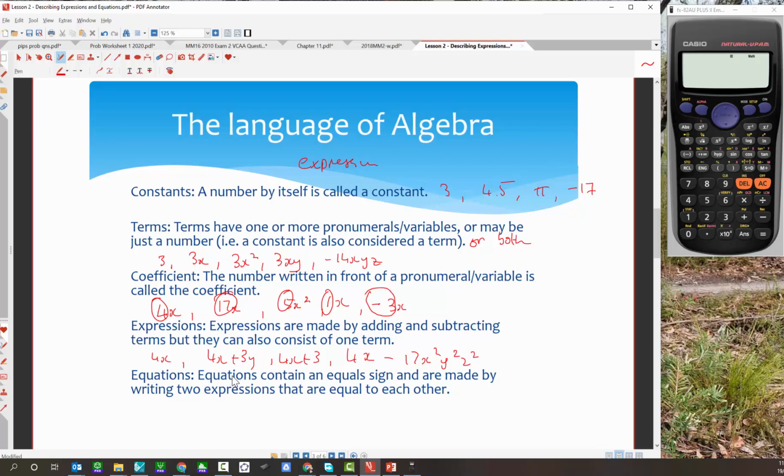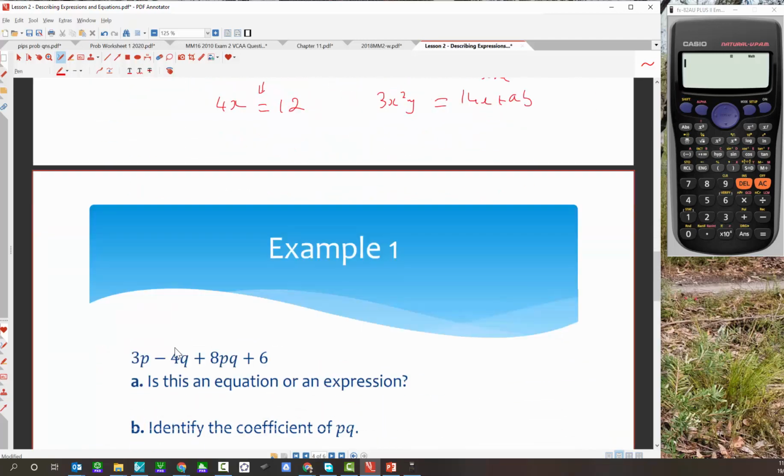And finally, onto equations. Equations contain an equal sign and are made by writing two expressions that are equal to each other, or the same. For example, 4x is the same as this term here, 12. Okay, so what we're looking for is the equal sign. 3x squared y is the same as 14x plus ab. Both of those are equations because they contain equal signs.